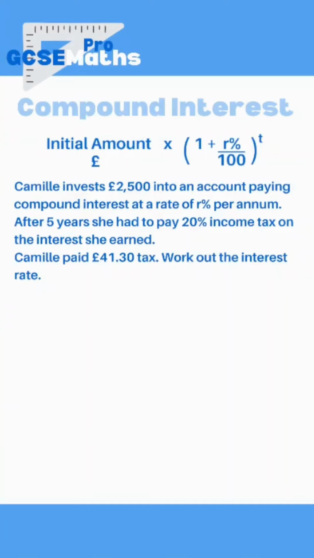Camille invests $2,500 into an account paying compound interest at a rate of R% per annum. After 5 years, she had to pay 20% income tax on the interest she earned. Camille paid £41.30 tax. Work out the interest rate.